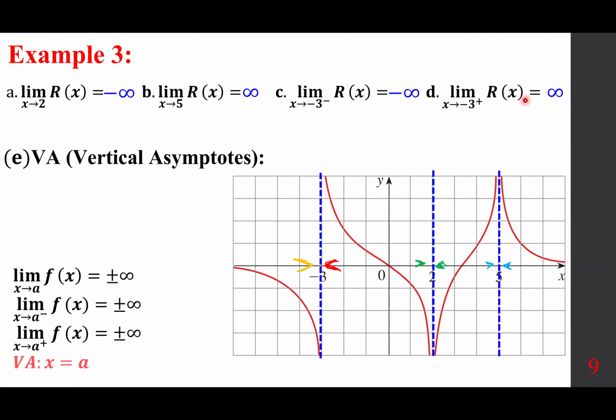All of those are vertical asymptotes. X equals 2 from here, x equals 5 from here, x equals negative 3 from here. This one gives you the same answer, x equals negative 3. And so those are the vertical asymptotes.